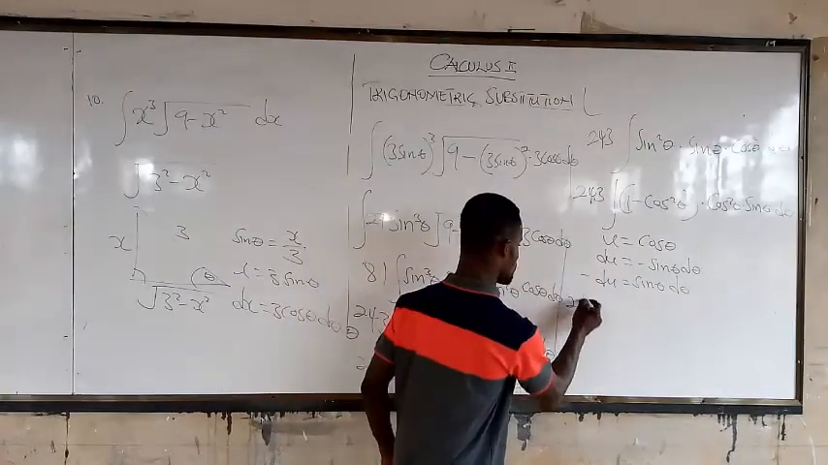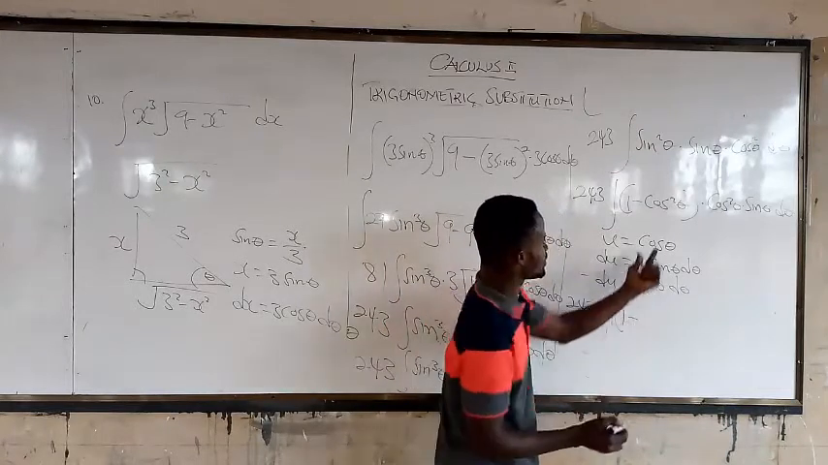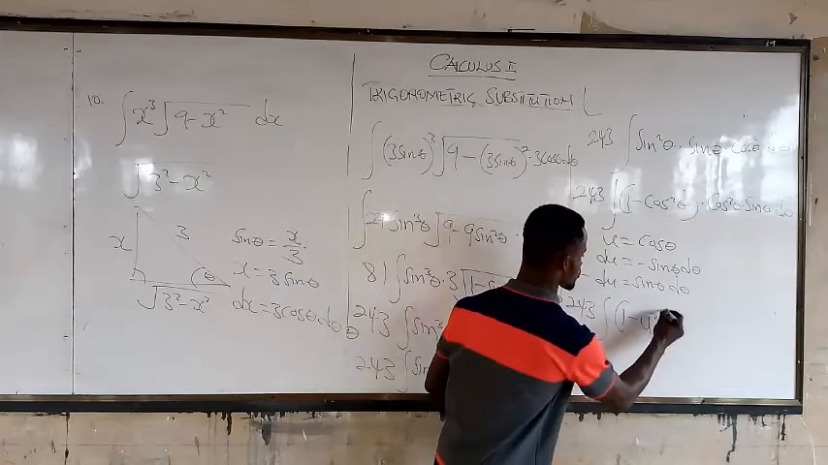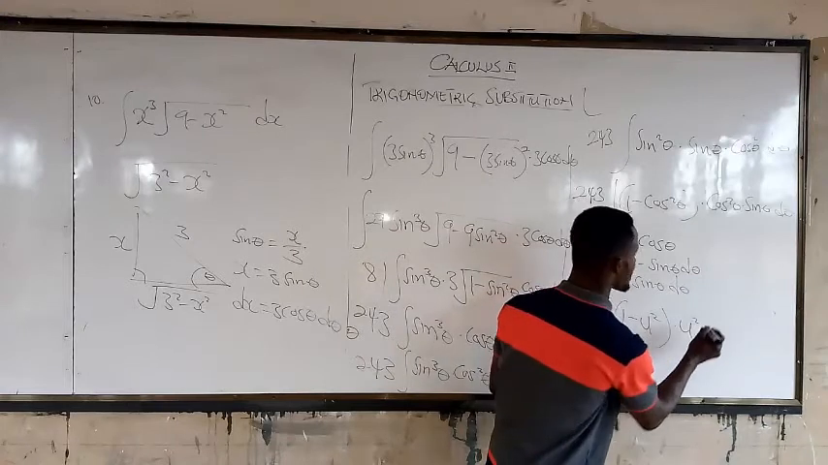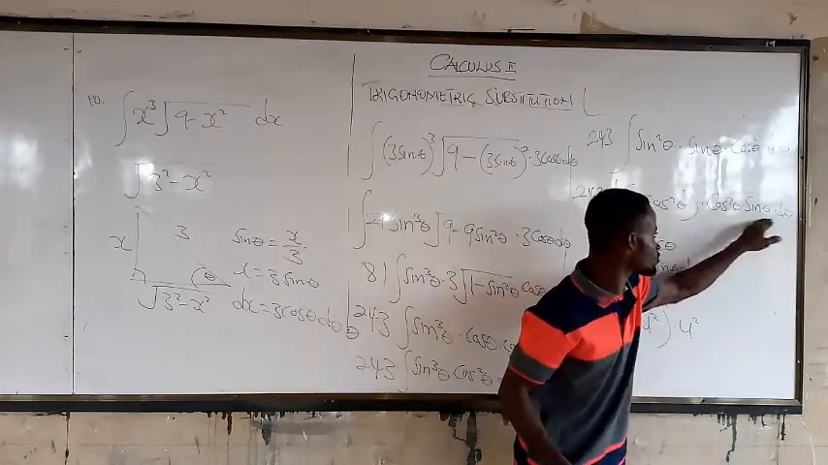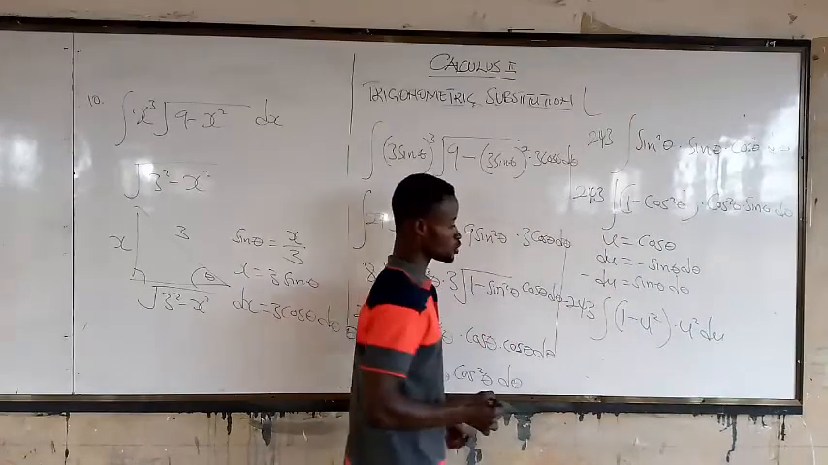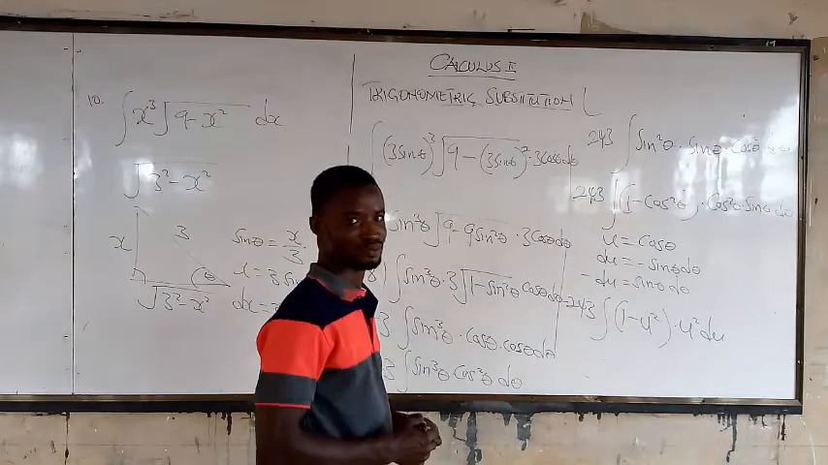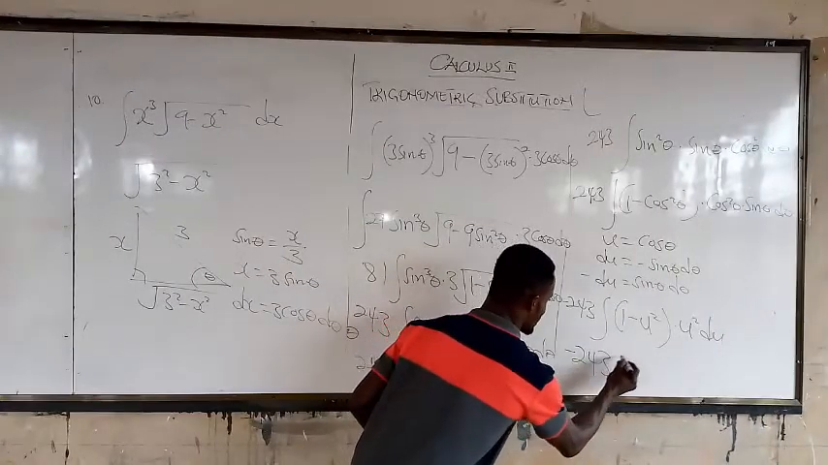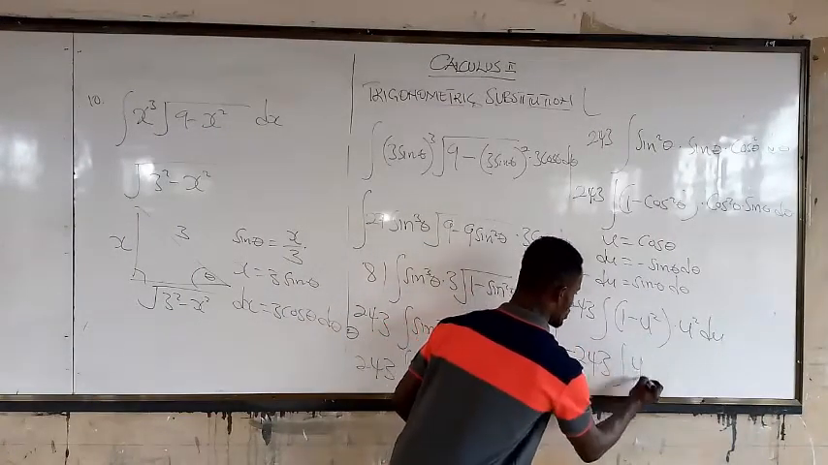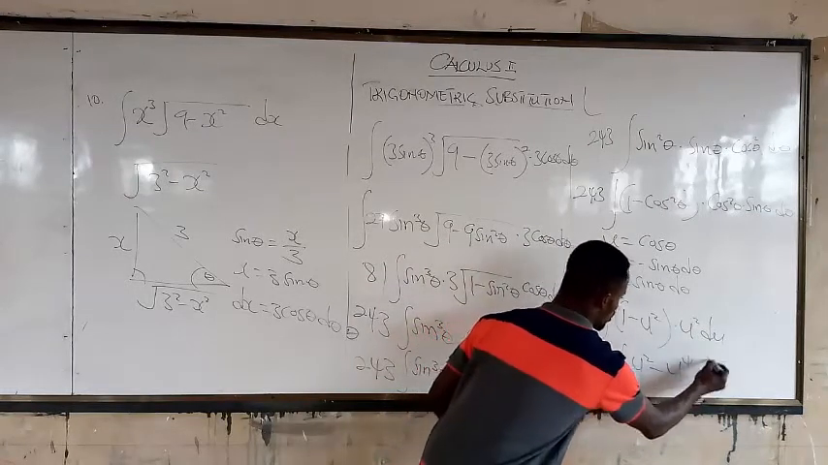Alright, so 243 integral of 1 minus, this is what? u. So u squared. Then this is u squared. We know that what we have here is negative du, so the negative will come to this side. Let's continue. So negative 243 integral of this times this, u squared minus u raised to the power 4 du.